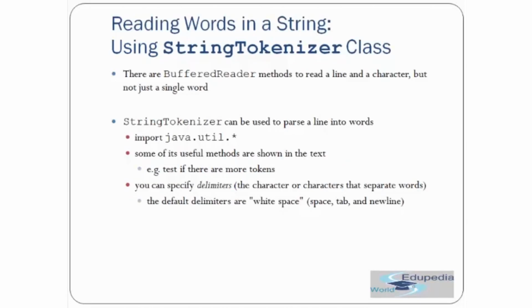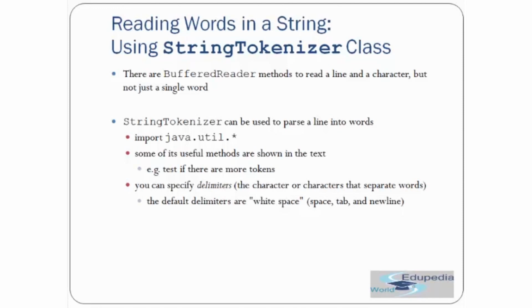Now, reading words in a string. How to read the words in a string? There is a class known as StringTokenizer that can be used to do that. There are buffered reader methods to read a line and a character, but not just a single word. We can read the entire line, and we can read a character by using the read method. But what if we want to read word by word? For that we have StringTokenizer.